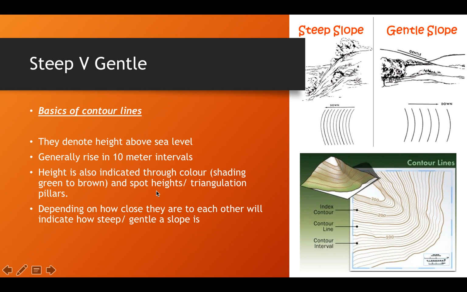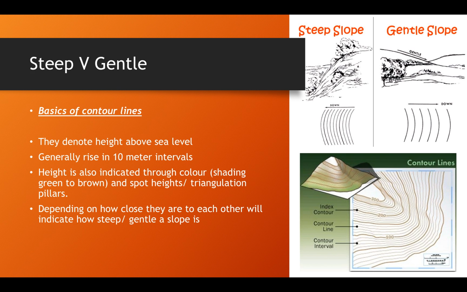But height on an Ordnance Survey map, we should just also note, is also indicated through colour or shading, from green to brown, so green being closer to sea level and brown being higher all the time. But also you have spot heights, which are individual points on an Ordnance Survey map, which tell you that specific height, as well as triangulation pillars, which are usually on the peaks of mountains.